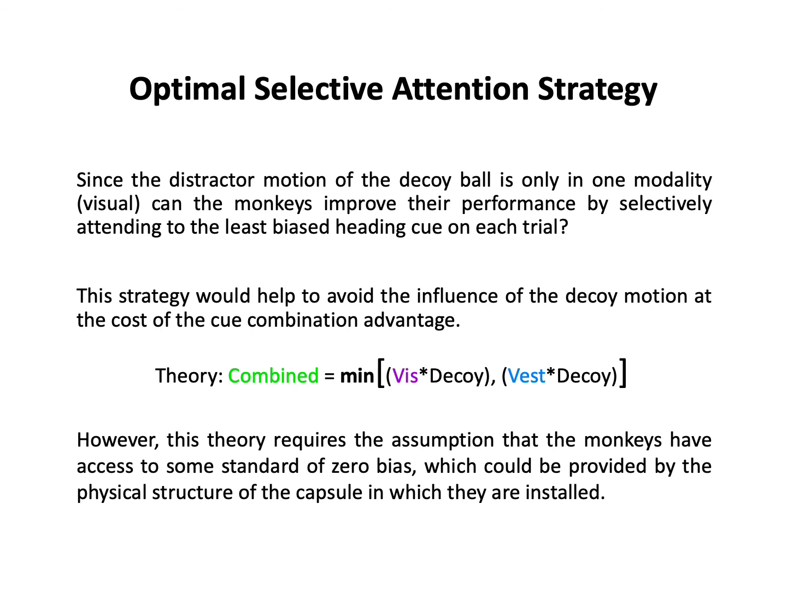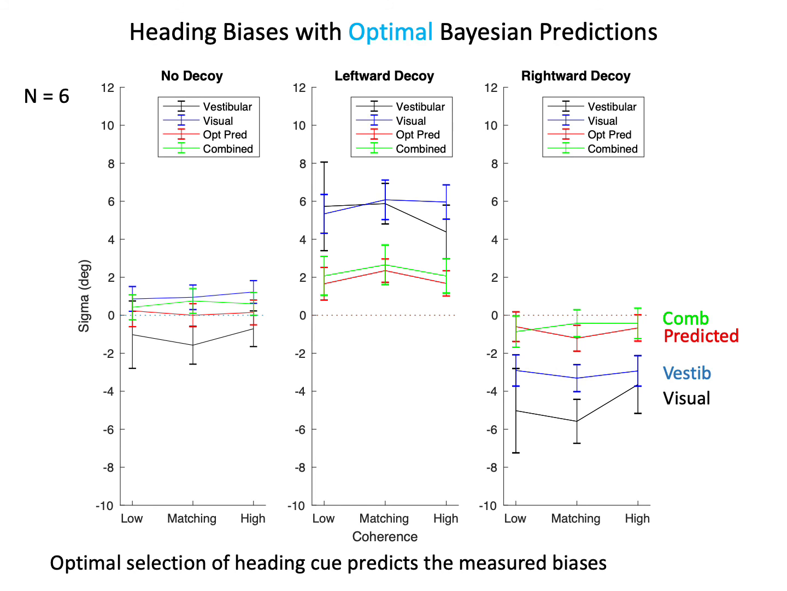However, this theory requires the assumption that the monkeys have access to some standard of zero bias, which could be provided by the physical structure of the capsule in which they are installed. This strategy produces the highly satisfactory result that the predicted values for the combined cue distributions are much less biased and in fact are not significantly different from the measured biases. This result indicates that optimal selection of the heading cue gives an accurate prediction of the measured biases for all three sets of conditions.